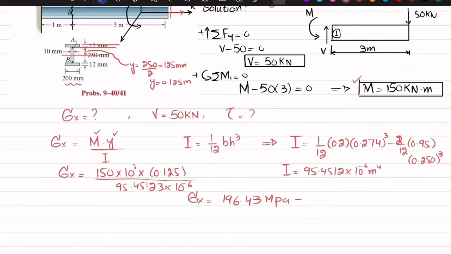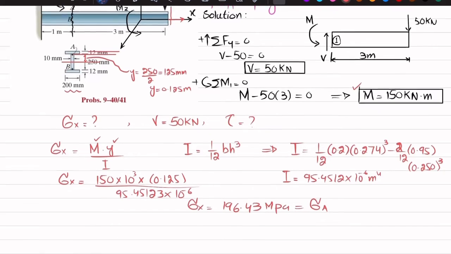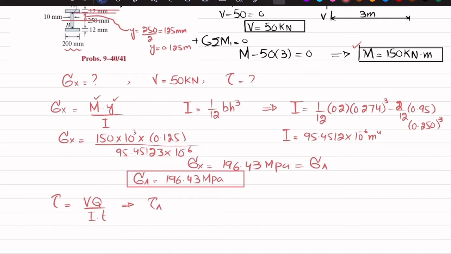So this is also equal to sigma A because it is calculated at this point A. Y is taken from neutral axis till point A. Okay. So we have sigma A is equal to 196.43 megapascal. Now we'll find shear stress. So we know that shearing stress is equal to V into Q divided by I into T. So for point A, shearing stress at point A will be equal to V into QA divided by I into T.